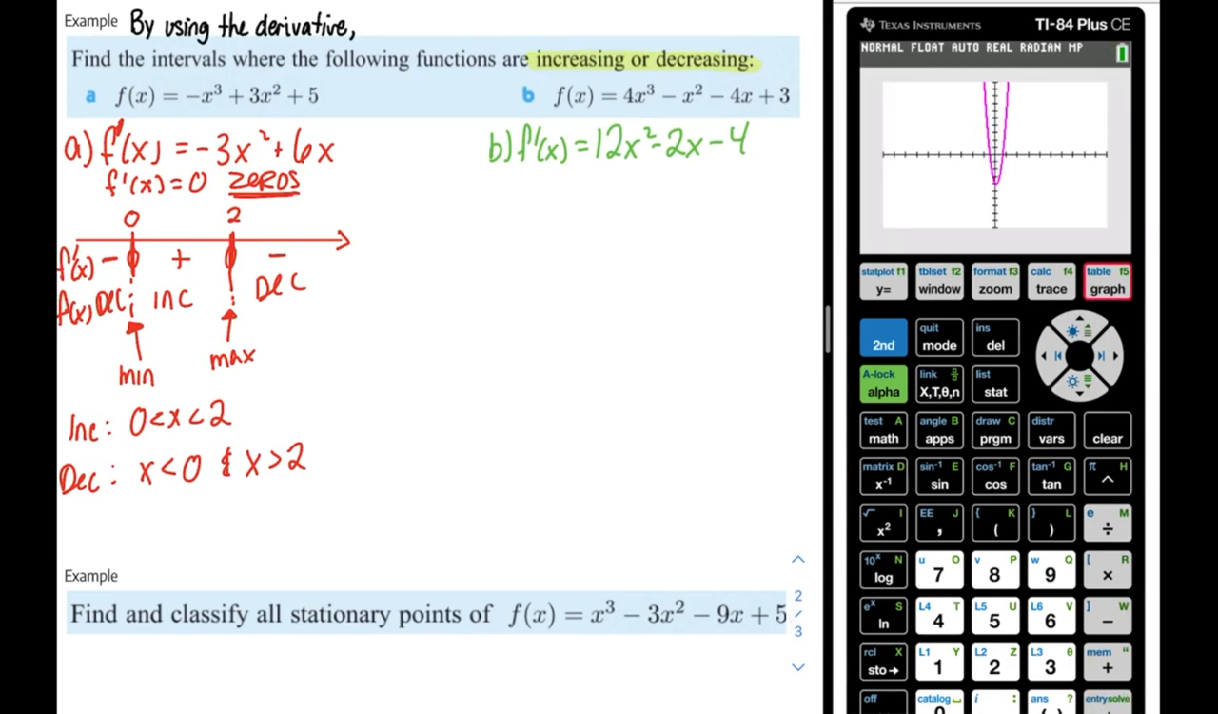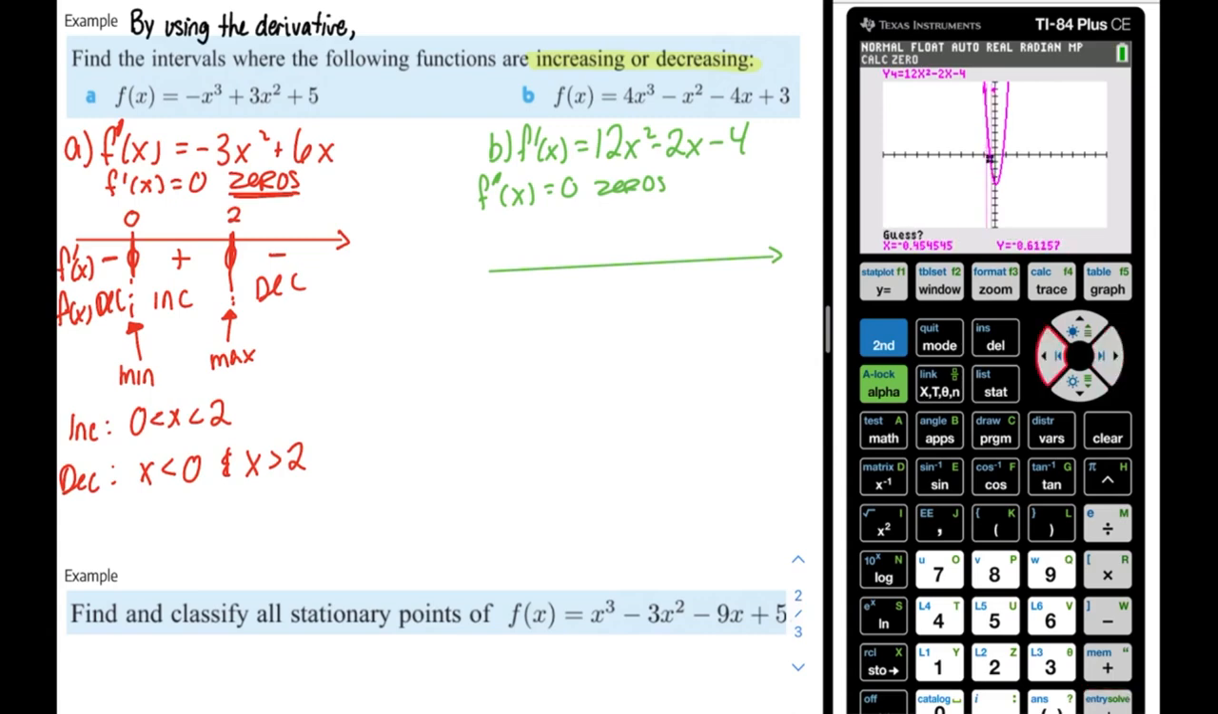And there I'm going to have my quadratic. I need to find my stationary points, so I need to find when is my derivative equal to 0. So I'm going to find these zeros, and I'm going to create a sign diagram with them. So second function trace, zeros. I'm going to have left bound and right bound.